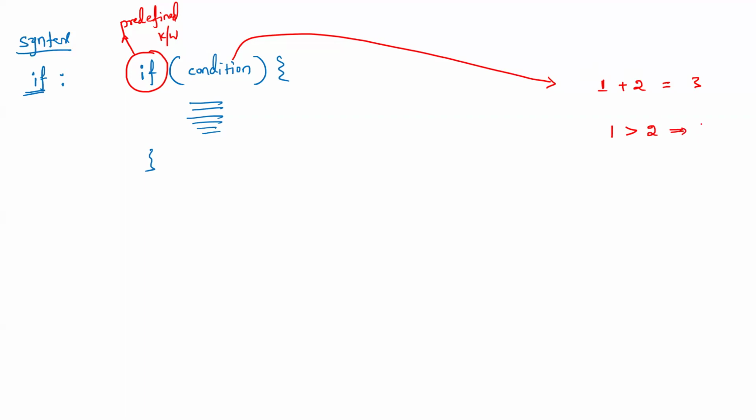False. 1 greater than 2? False. The next, if I write 1 less than 2, true. If you write 1 minus 2, it's minus 1. If you write 1 less than or equals to 2, or 1 greater than or equals to 2, 1 is equals to 2, 1 is not equals to 2.